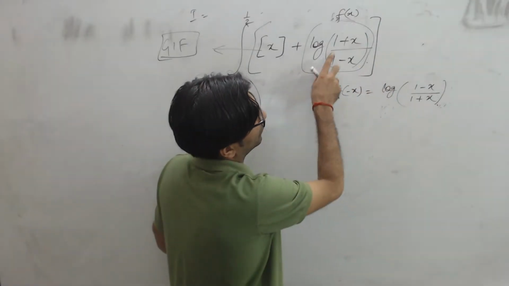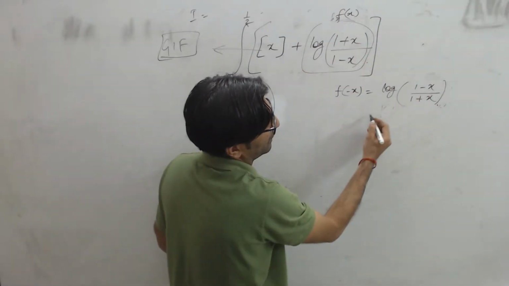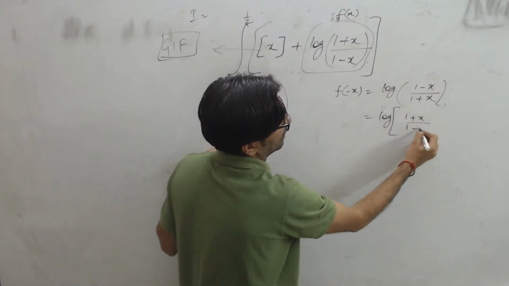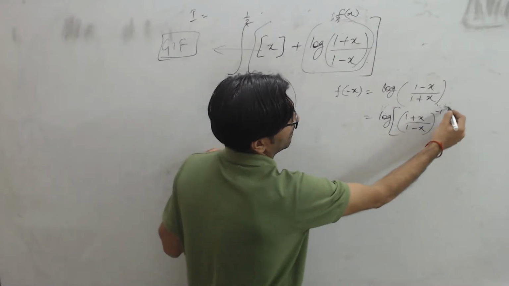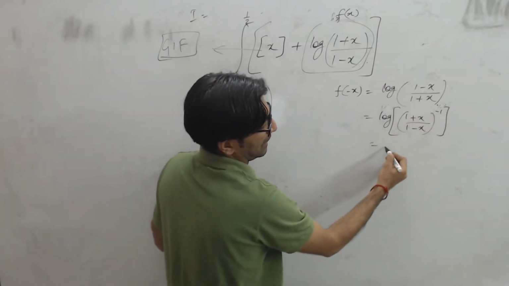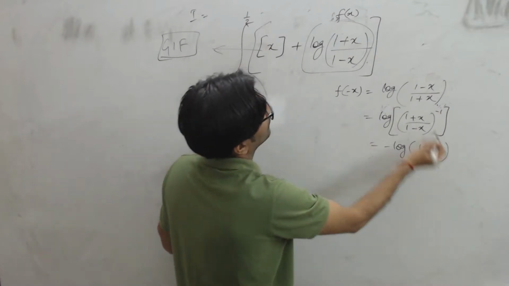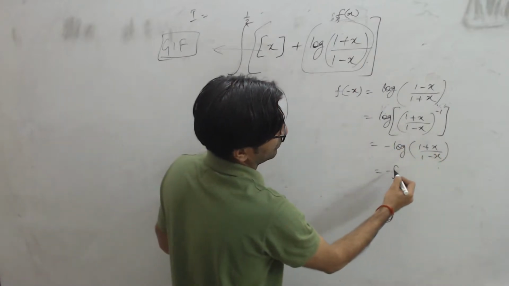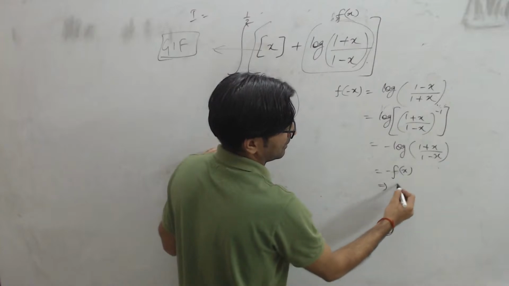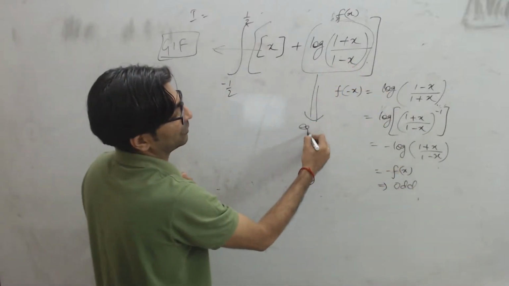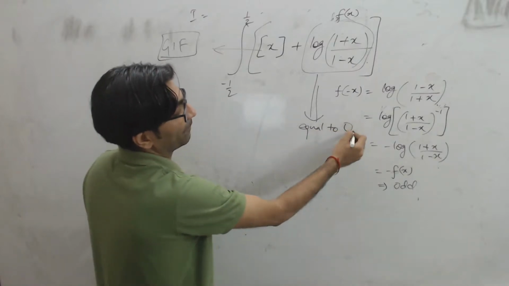You can see that this is the inverse. Inside you have the inverse. So I can write this as log of ((1 plus x) upon (1 minus x)) to the power minus 1. And that minus will come outside. It will become minus log of (1 plus x) upon (1 minus x). So f of minus x is equal to minus f(x), which means this is odd. And if it is odd, then this integral will be equal to 0.